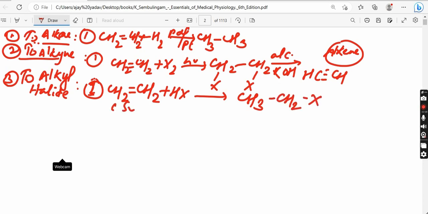This is your symmetrical alkene, right? With symmetrical alkene, you don't need to think what is going to happen. You simply add one hydrogen to one side and halogen to the other side of the double bond.